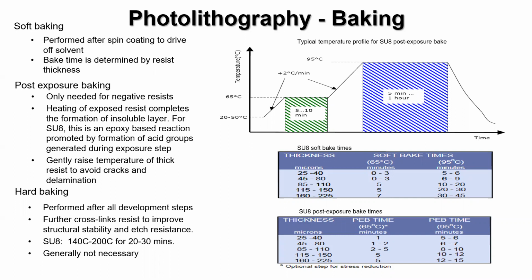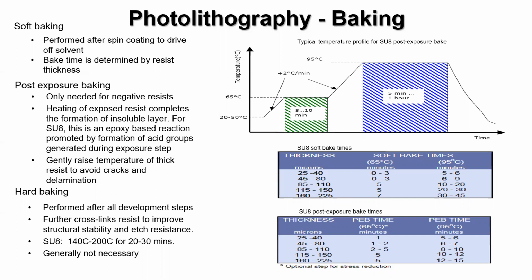And post-exposure bake is normally optional, but it is good when we use negative photoresist. I think the post-exposure baking helps to reduce the amount of cracks and delamination formed in this negative photoresist.